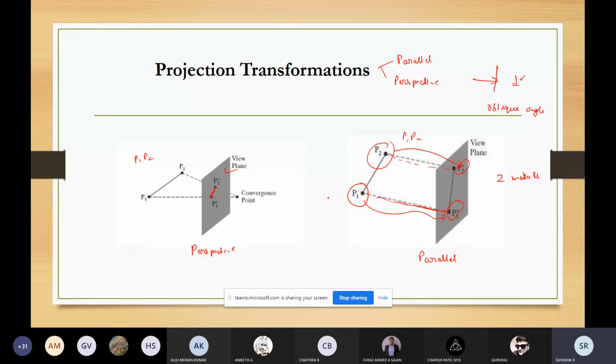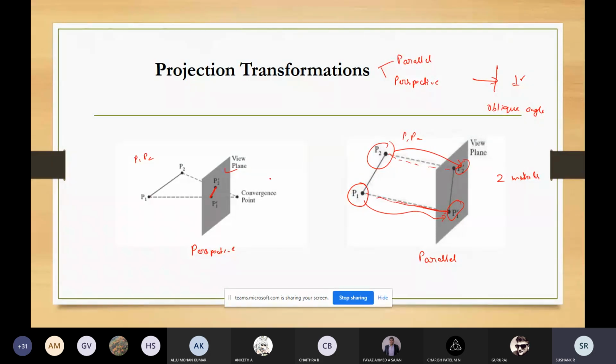One is where we are projecting the lines that are perpendicular to the view plane, and the second one, we are projecting the lines at some angle. It can be at some slanting angle or oblique angle to the view plane. So these are the ways in which you can obtain the parallel projection.